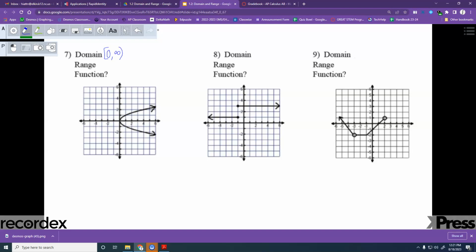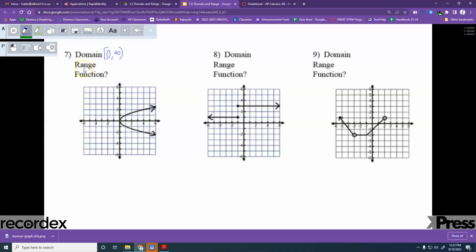The only time you do not use the brackets is if you have an open circle. Like if you see over here on number 9, where we've got that open circle, we're going to need a parentheses in that place. Or if you're using infinity, infinity always has a parentheses. Otherwise, if it's a solid line, or if it's like right here where we do have a closed dot, we're going to use a bracket. Except 8 has something even weirder right there. We'll have to talk about it in a second.